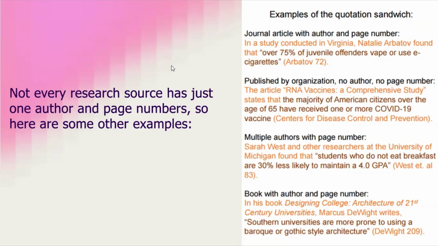"In a study conducted in Virginia, Natalie Arbatov found that" — that is your first slice of bread. That is you introducing either the article's title or the author's name or both. Then you include the quotation itself: "Over 75% of juvenile offenders vape or use e-cigarettes." That is in quotation marks, indicating that it came directly from the outside research. Then after that, you have the second slice of bread in parentheses, your citation.